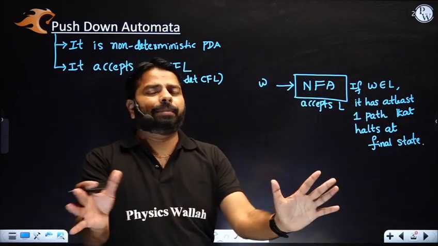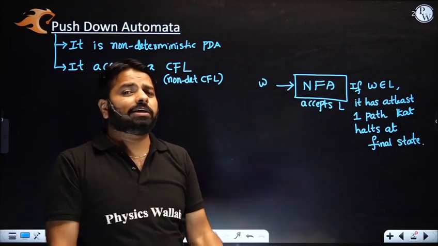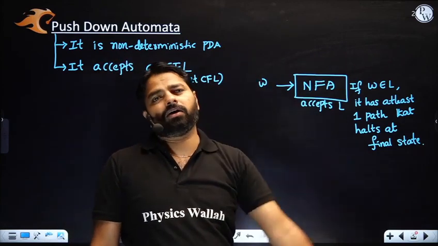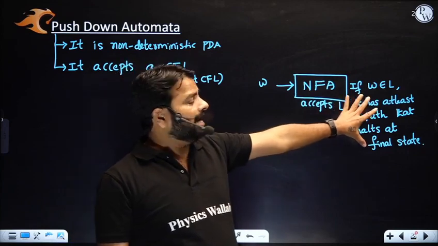Other than this, anything can happen. Path may exist, may not exist. If exist, definitely it will halt at non-final. So this is what the NFA definition.